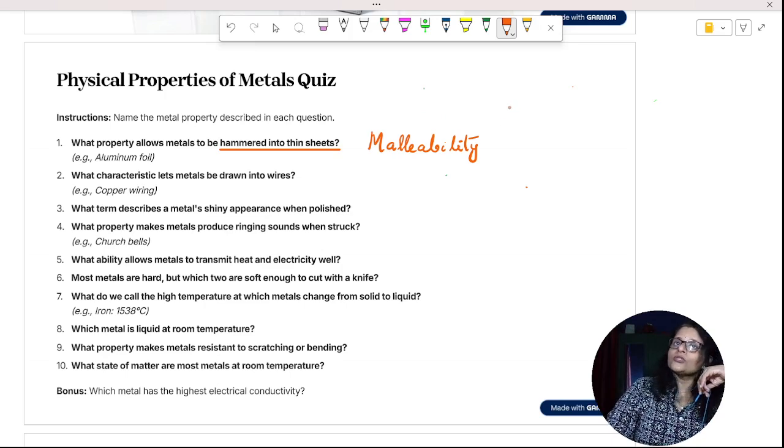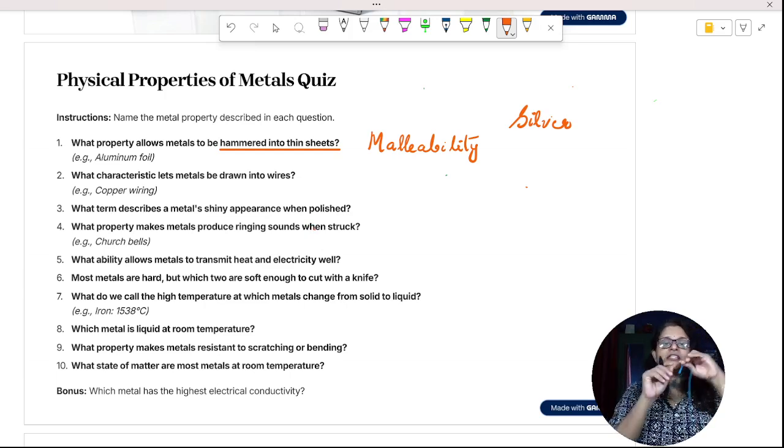Can you name the most malleable metal? It is actually silver. Okay. Now, next property. What characteristic lets a metal be drawn into thin wires? Copper wire is an example. Copper wiring is used in connections. You give connections in an electric circuit or in our homes for making a domestic circuit. Copper wires are used, and they are very thin wires. So we draw it into wires.